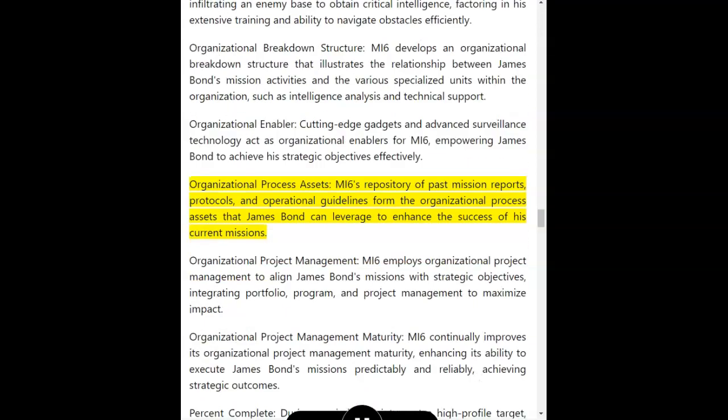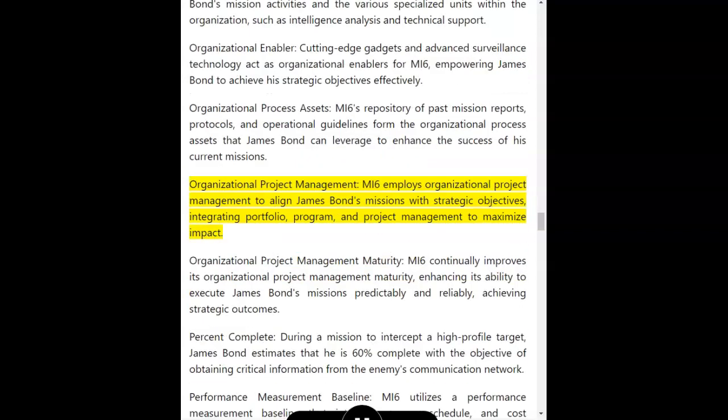Organizational process assets. MI6's repository of past mission reports, protocols, and operational guidelines form the organizational process assets that James Bond can leverage to enhance the success of his current missions. Organizational project management. MI6 employs organizational project management to align James Bond's missions with strategic objectives, integrating portfolio, program, and project management to maximize impact.